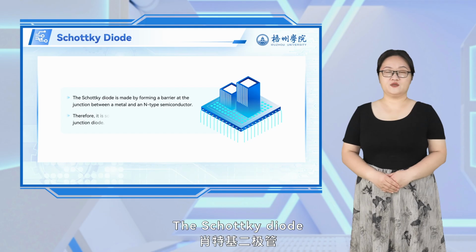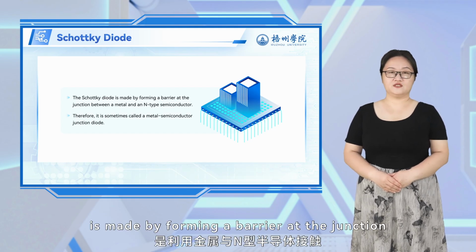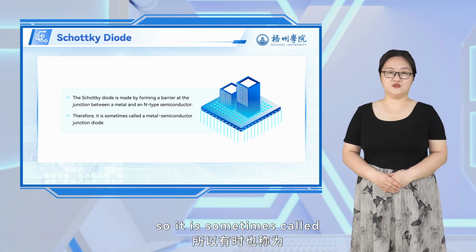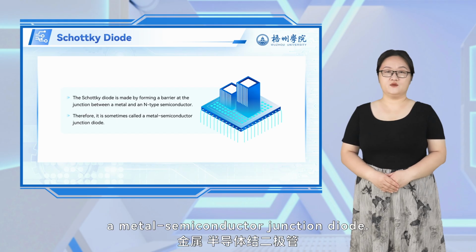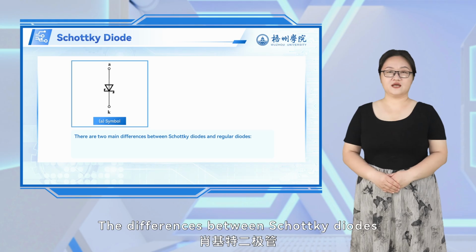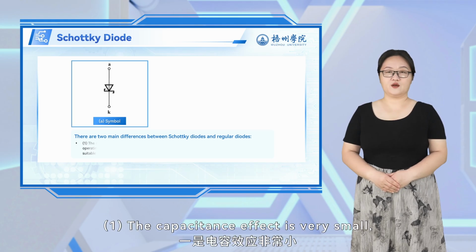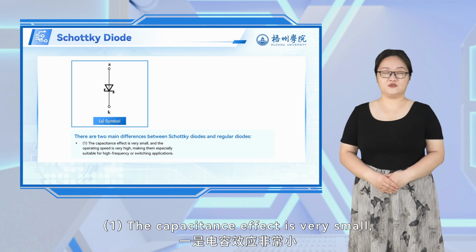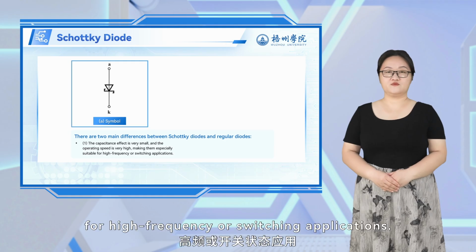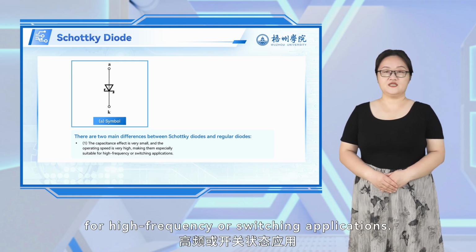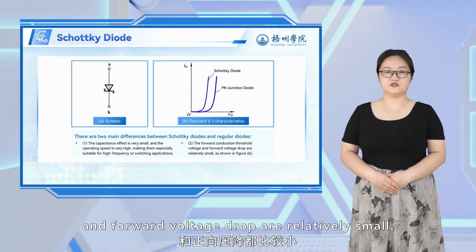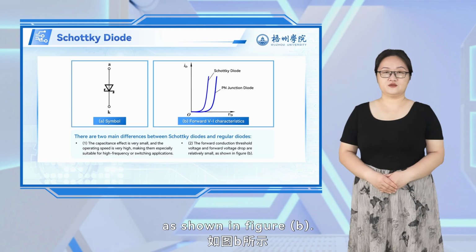The Schottky diode is made by forming a barrier at the junction between a metal and an N-type semiconductor, so it is sometimes called a metal semiconductor junction diode. Figure A shows its symbol. The differences between Schottky diodes and regular diodes are: 1. The capacitance effect is very small, and the operating speed is very high, making them especially suitable for high-frequency or switching applications. 2. The forward conduction threshold voltage and forward voltage drop are relatively small, as shown in Figure B.